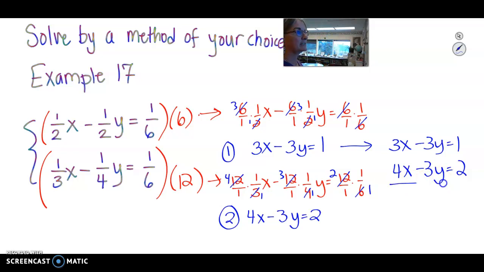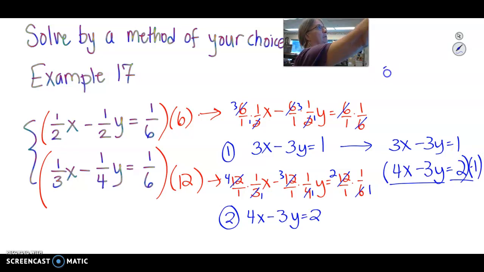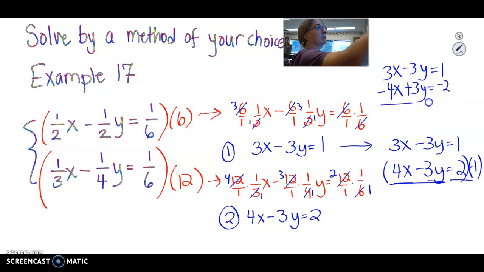And then, if you look at the result, I have y values that are not exactly opposite, they're the same. So what I want to do is multiply either one of these by a negative 1 so that one of them is positive and one is negative. So I'm going to put it up here: 3x minus 3y equals 1. And then the bottom, if I multiply by a negative, it's going to change the sign on everything. So it's going to be negative 4x plus 3y, now my y's will drop out, equals negative 2. Adding, I'm going to get 1x, the y's drop out, and I get x equals negative 1.